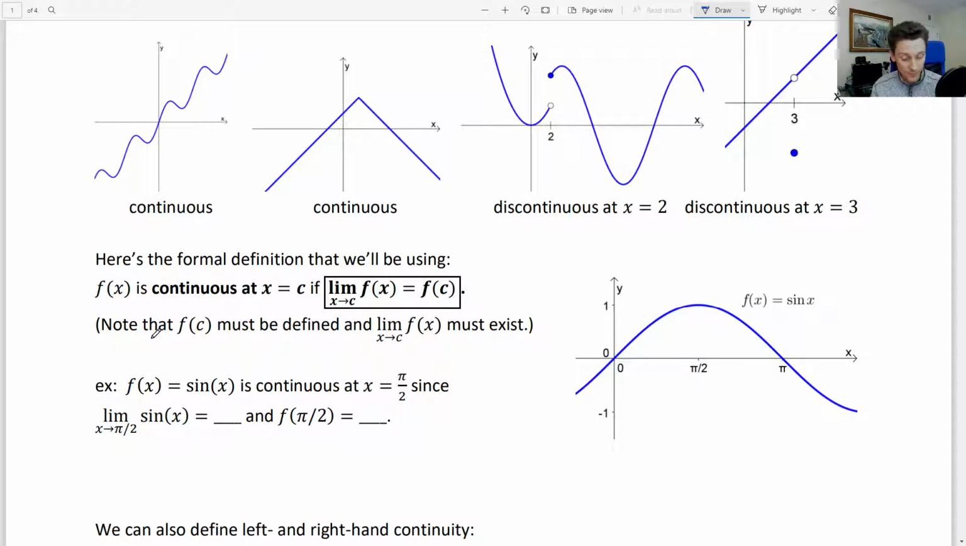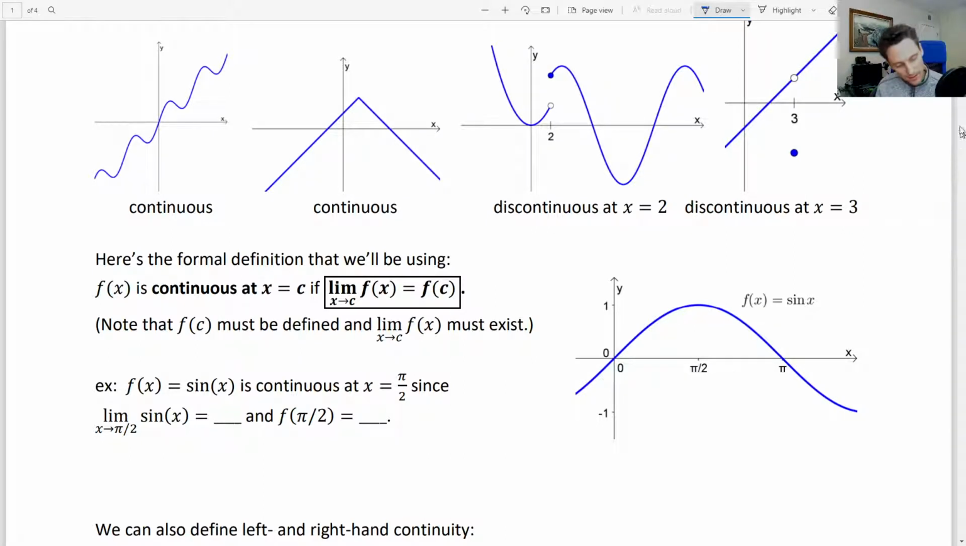Now, in order for this to happen, f of c has to be defined, and the limit as x approaches c of f of x has to exist, because that's the only way that you can have these two things equal to each other. You can't have an undefined equaling some other number, or equaling even a does not exist, for that matter. The only way these two things can be equal is if they're both numbers.